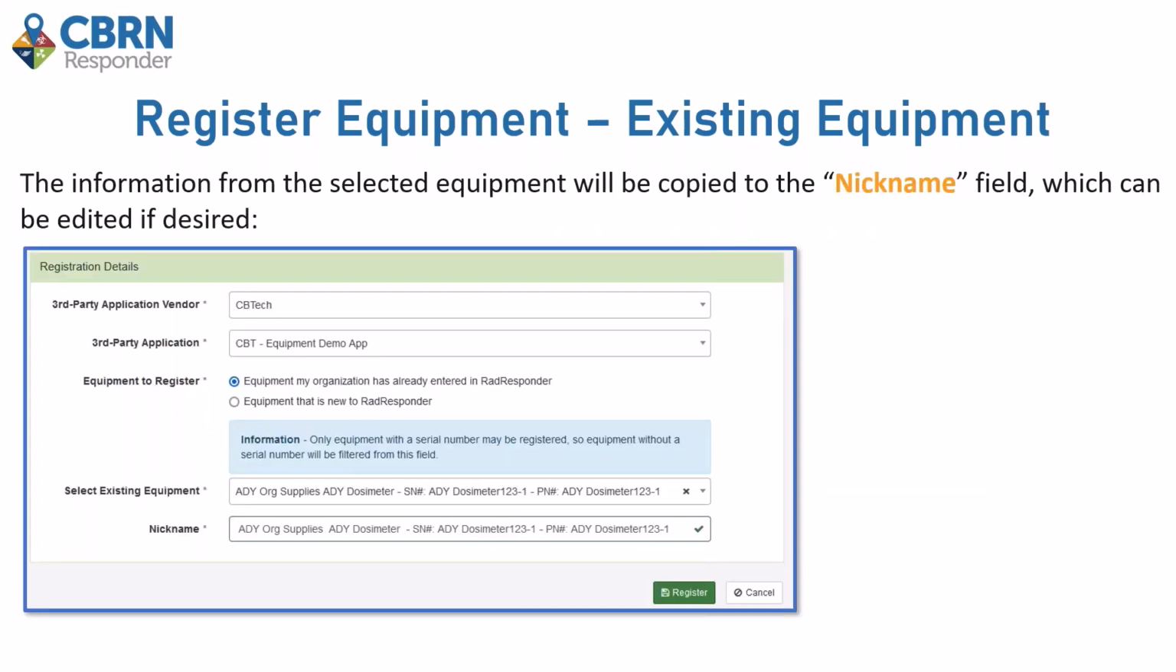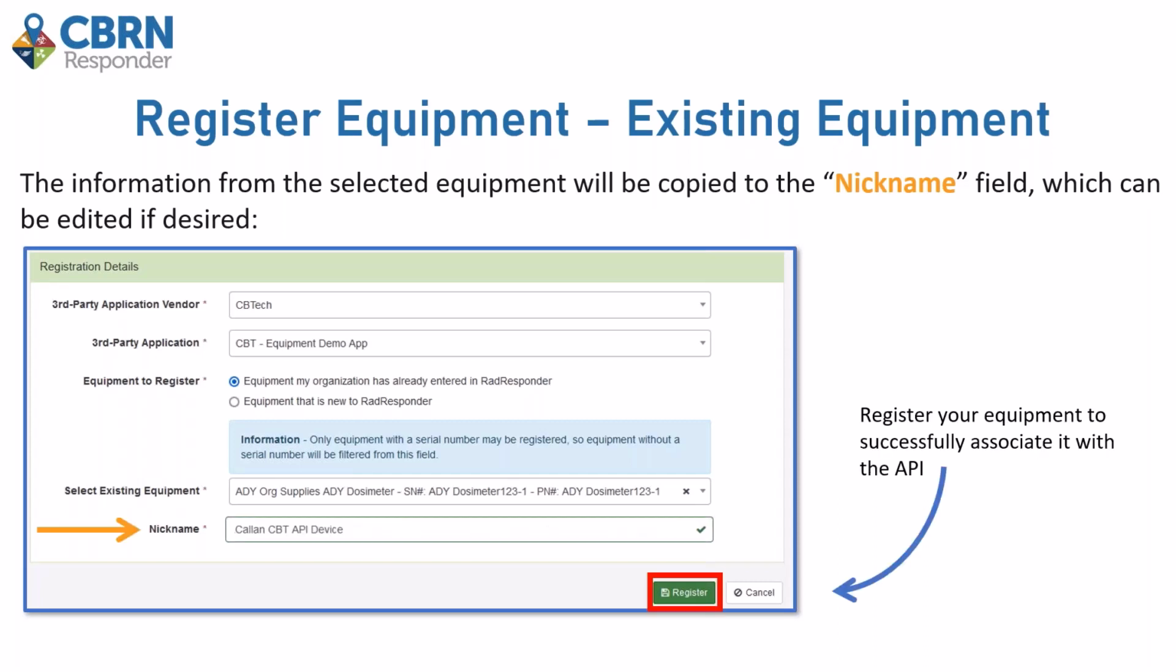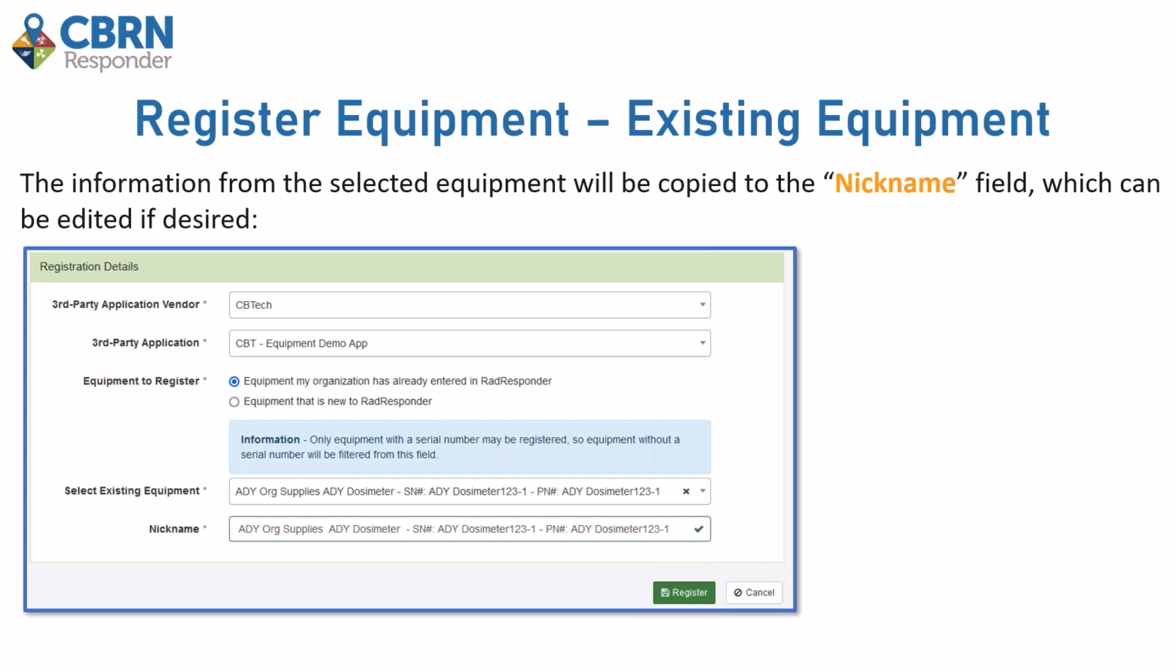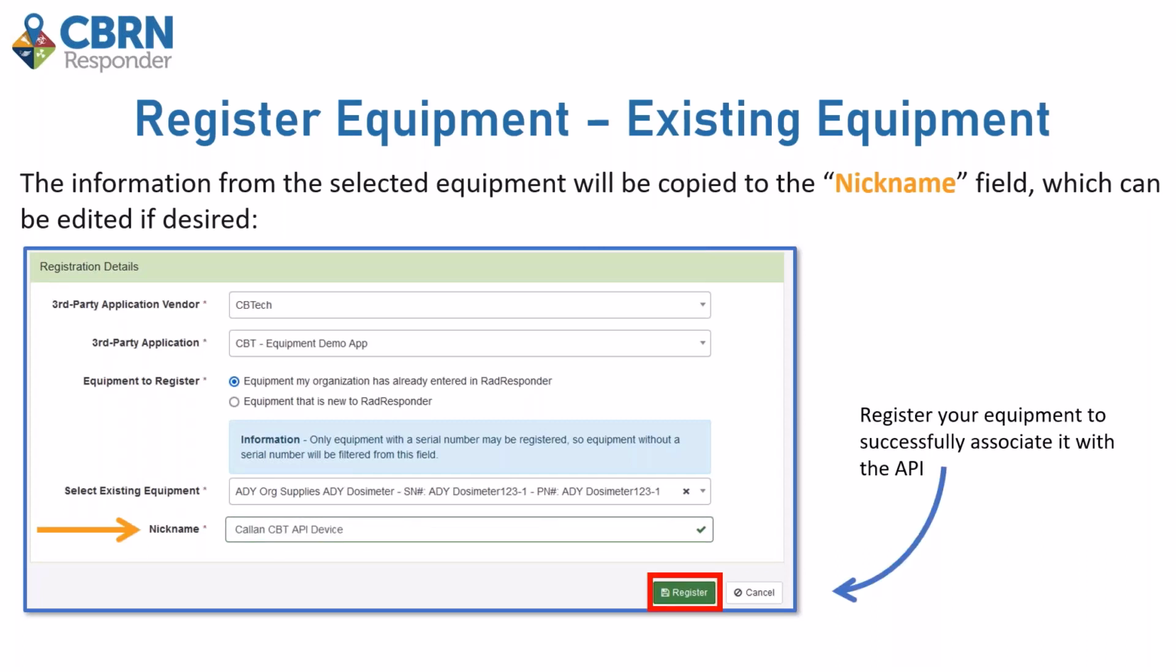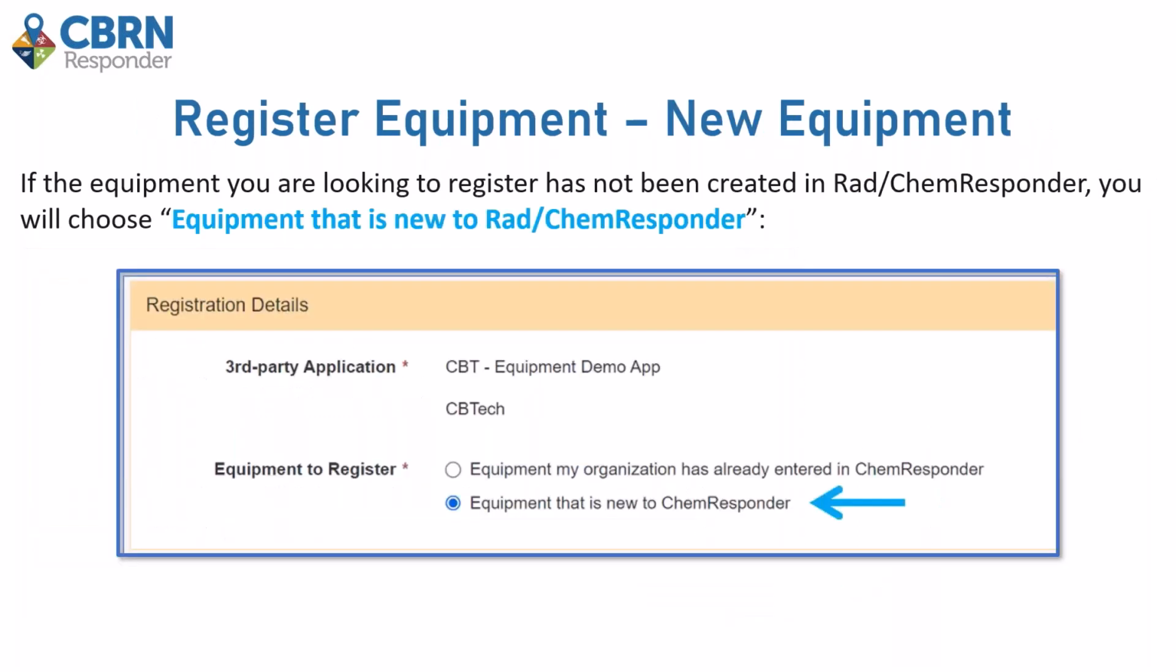And once you select that equipment item, it'll populate the nickname field with the exact same name, and then you can update it as desired. And then make sure to register your equipment to successfully associate it. You can also continue to do that for as many equipment items as you would like.